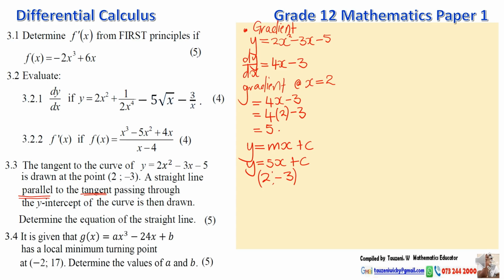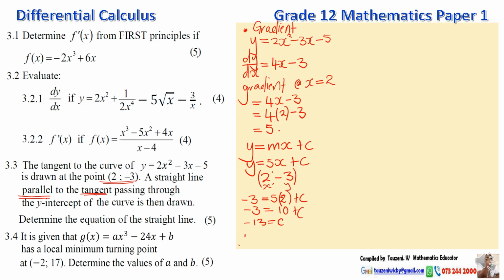This line is drawn passing through 2 and -3. So we're going to use these 2 points to find the value of c. The first one substitutes x, the second one substitutes y. So in this equation, y is equal to -3 when x is equal to 2. This gives us -3 is equal to 5 times 2, and then plus c. So carrying on, this is a general equation. 5 times 2 is equal to 10 plus c. Therefore, c is equal to -13.